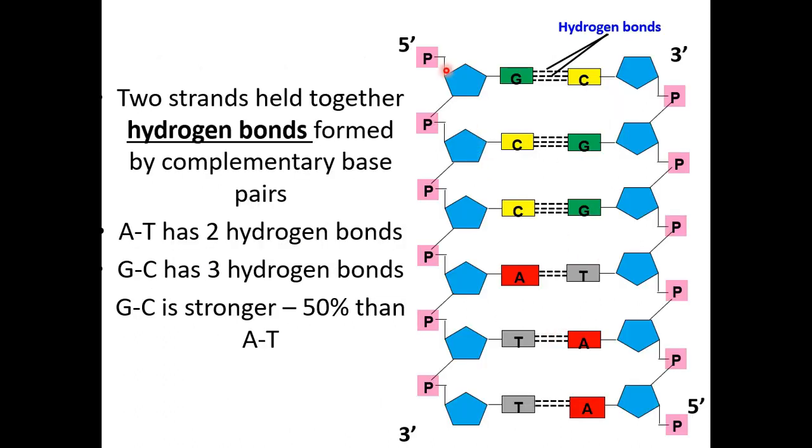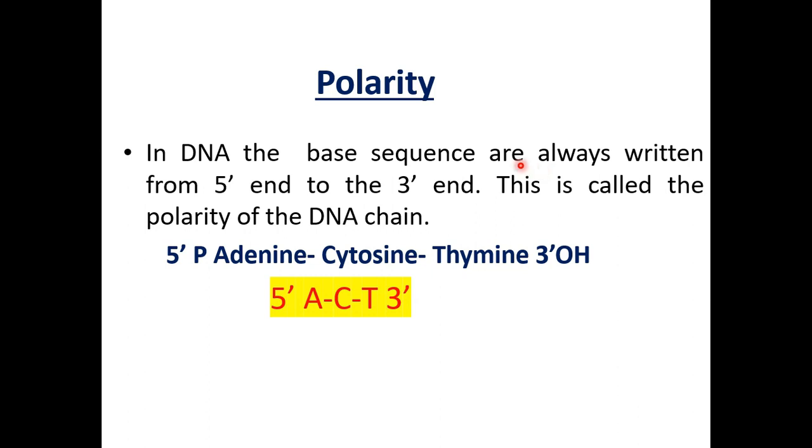Now, if you can see the diagram, this is one strand 5 prime to 3 prime and this is the second strand 3 prime to 5 prime. Now, these two strands are held together by hydrogen bonds. These are the hydrogen bonds which are formed between the complementary base pairs. These are the complementary base pairs. Can you see? A and T. So, between A and T there are 2 hydrogen bonds and between G and C or C and G, there are 3 hydrogen bonds.